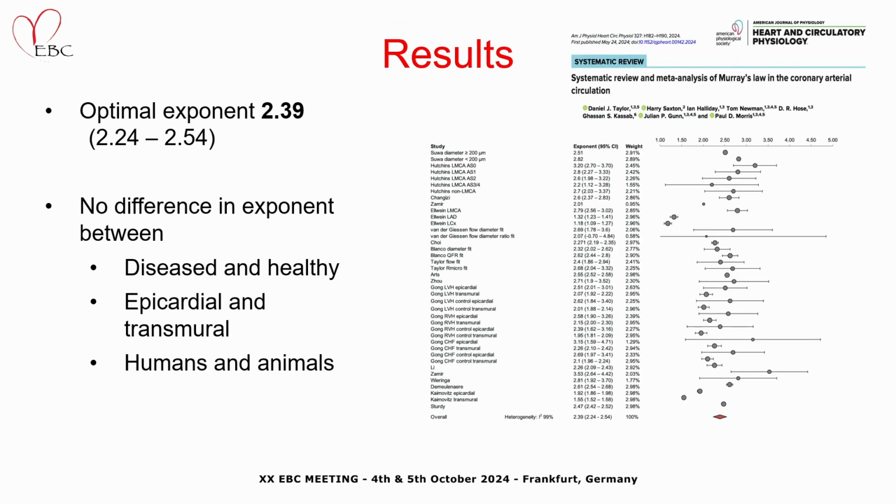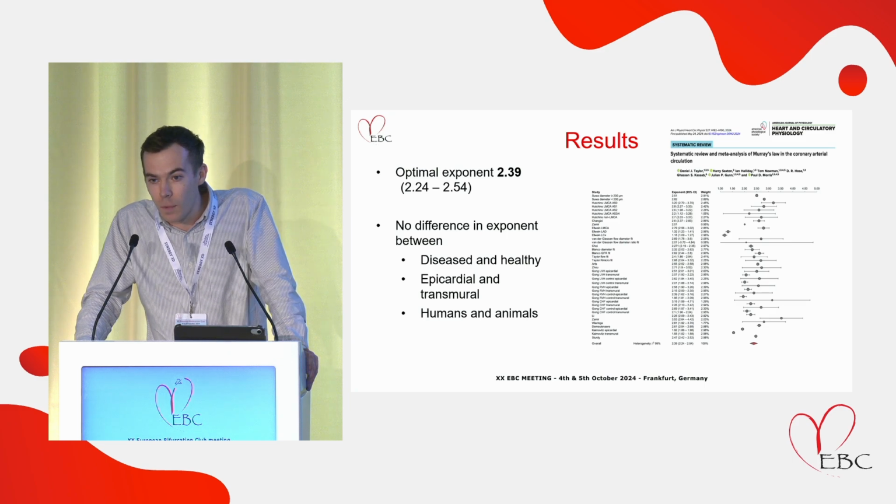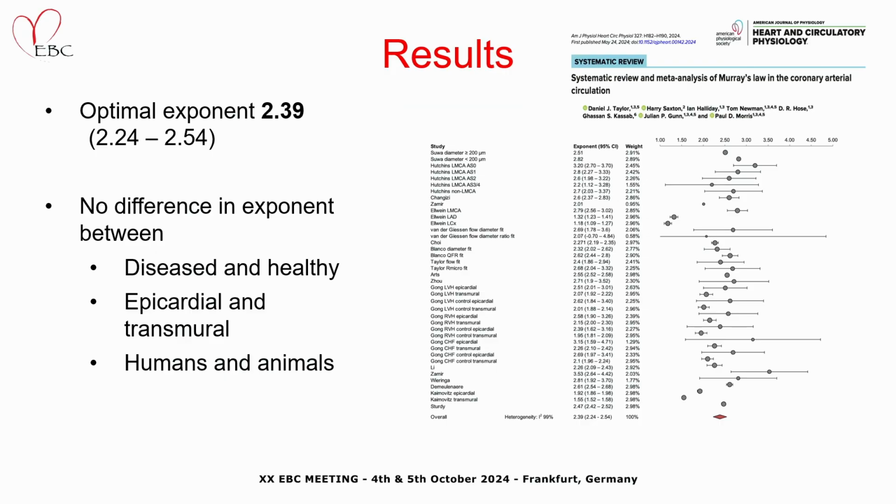And our main headline result was we quantified an optimal exponent of 2.39. So this showed excellent agreement with the Huo-Kassab law with an exponent of 2.33. And our confidence intervals were fairly tight on this, 2.24 to 2.54, which effectively excluded Murray's original exponent of 3.0. And some key secondary findings that we had: there was no difference in exponent value between diseased and healthy bifurcations, no difference between epicardial and transmural arteries or humans and animals.